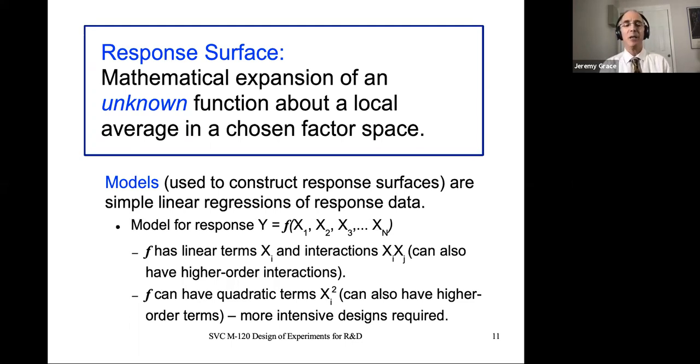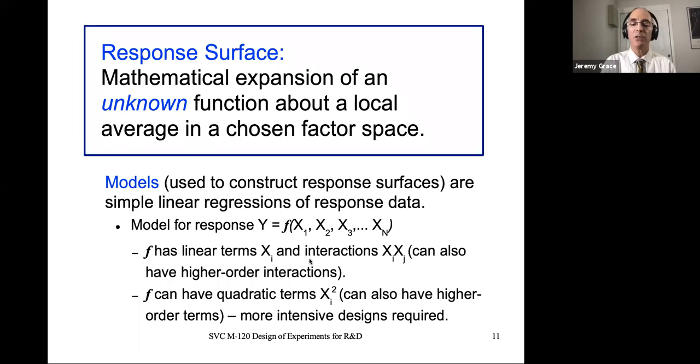So it's a mathematical model, and such a model might be for a response y, and that model is f of x1 through xn. You might have n factors. And it'll have linear terms, which are your main effects, x1, x2, x3, with their coefficients that will be fitted in the model. And these interactions, x1x2, or x2x3, or x3x4, and so on. You can also have three-way interactions or four-way interactions. Typically, we only consider the two-way, but if you have good reason to believe there are other higher order interactions, by all means you throw them in.